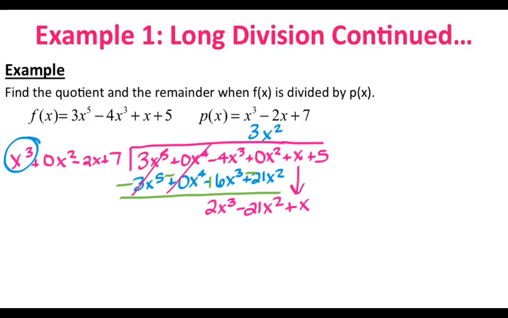Now you're thinking, what times x cubed gives you 2x cubed? That's 2. Now since 2 is a constant, I'm just going to go ahead and put that above the constant term. And then multiply, so 2 times x cubed is 2x cubed. 2 times 0x squared is 0x squared. 2 times negative 2x is negative 4x. And 2 times 7 is 14.